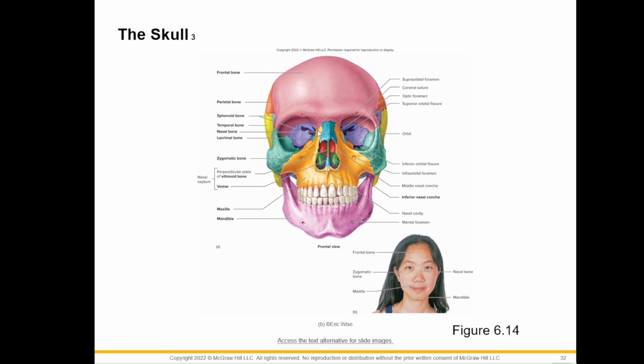Again, the maxilla forms the lateral nasal cavity. It also forms the medial aspect of the orbit. The zygomatic bone forms the lateral part of the orbit. Thus, the frontal bone forms the roof. What else can we see here? We can see this green. This is your inferior nasal concha, one on the left, one on the right. This blue in the middle is your vomer. And then this in the middle is a part of your ethmoid bone.